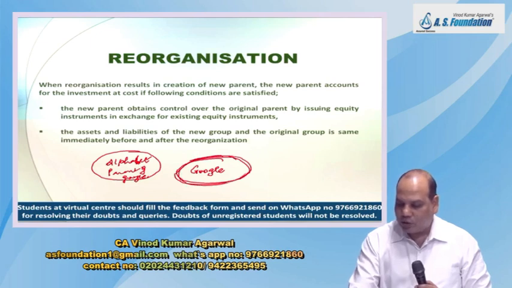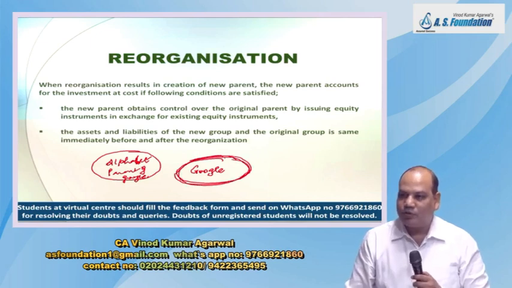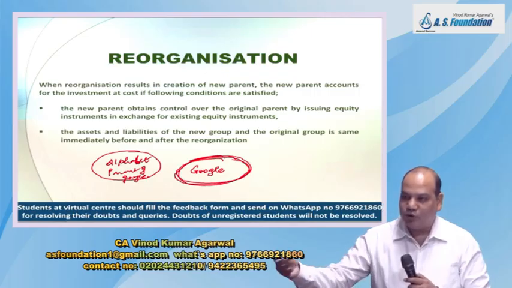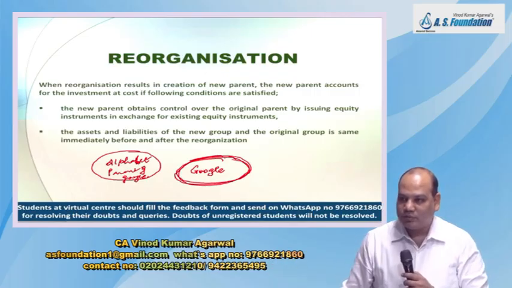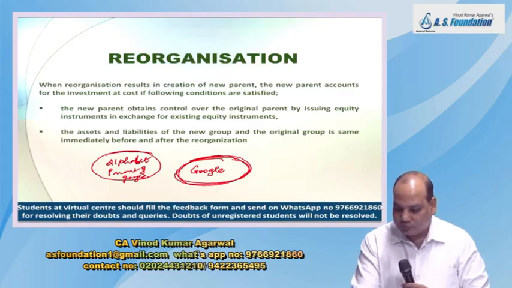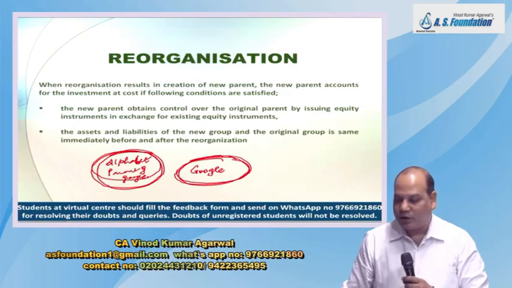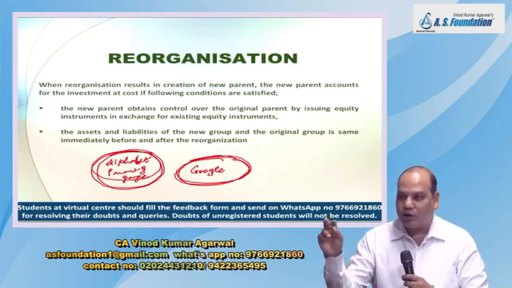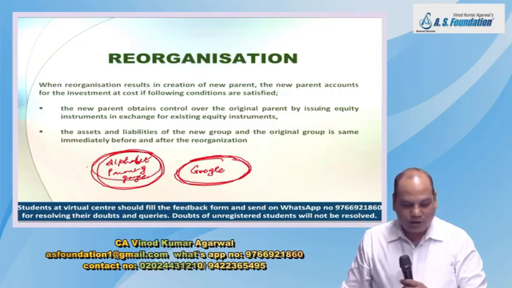They have acquired all the shares from shareholders of Google and they have issued their own shares. So who has become the parent of Google now? Alphabet. So how will you do the accounting? In the separate financial statement of this company, at what price the investment in Google will be appearing? That is the issue.